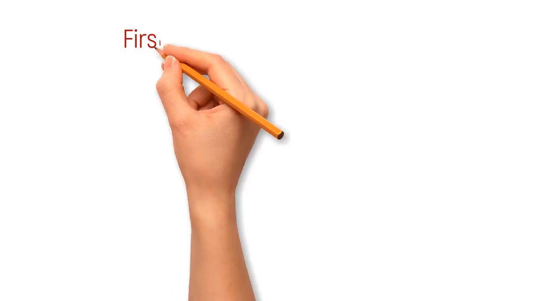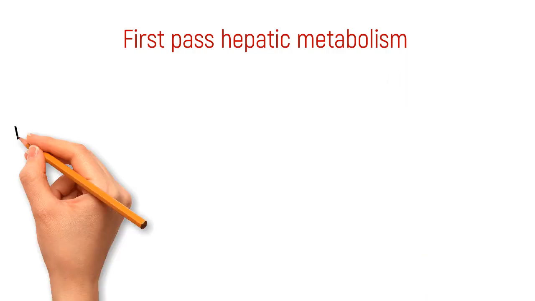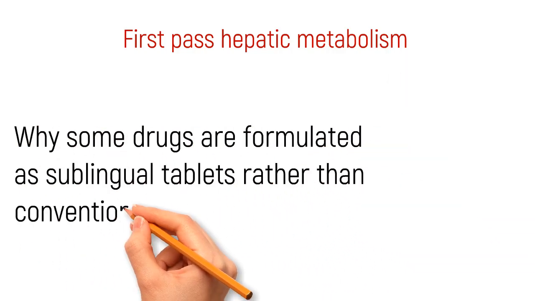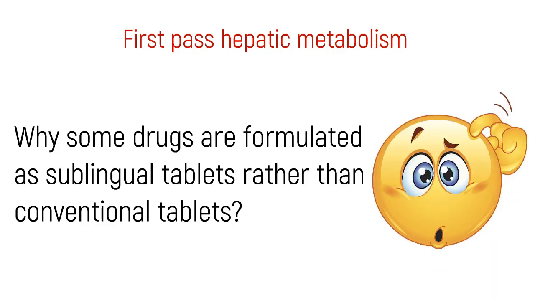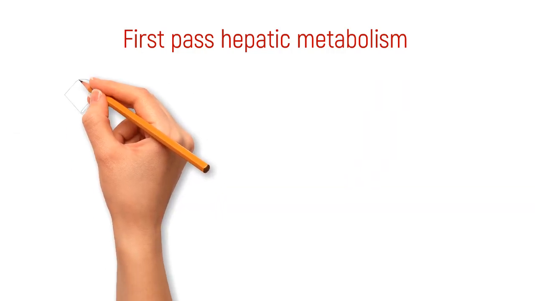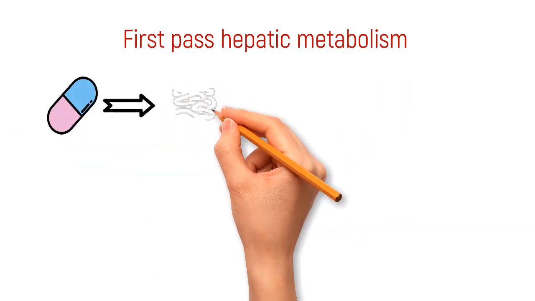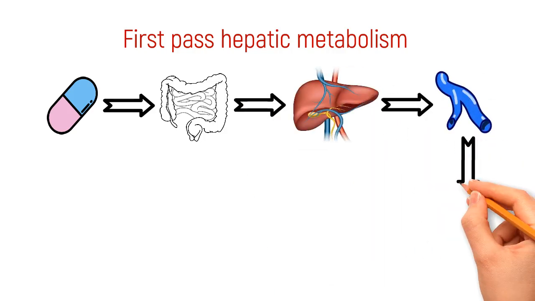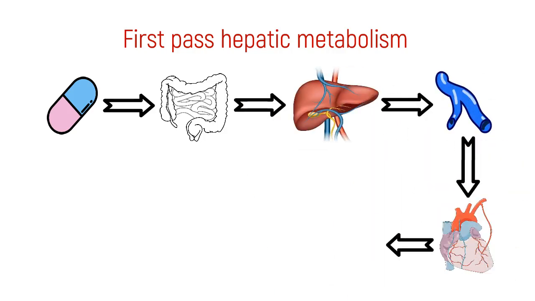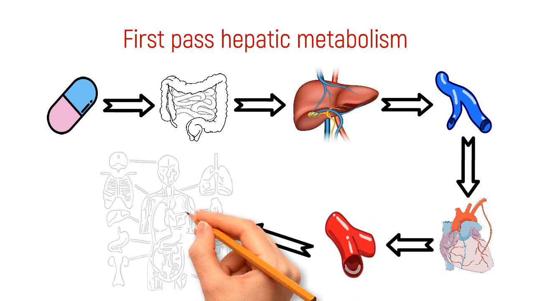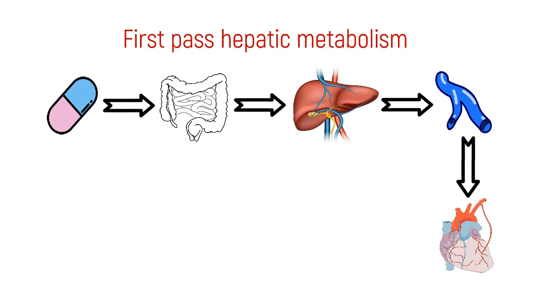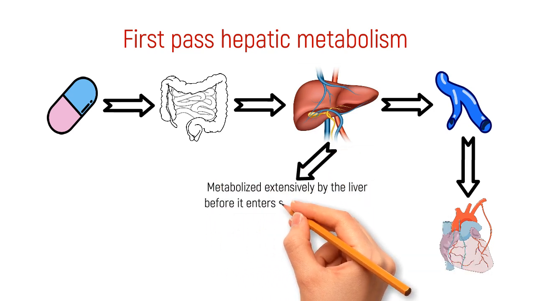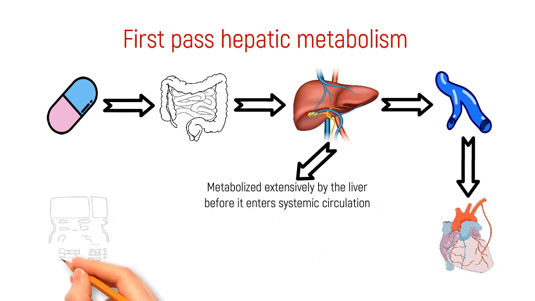Another topic related to metabolism is first-pass hepatic metabolism. This is why some drugs are formulated as sublingual tablets rather than conventional tablets. Why is this the case? Generally, after absorption from the gastrointestinal tract, drugs enter the liver via the hepatic portal vein. From there, they move into the bloodstream, passing through the veins to the heart, then to the arteries, and finally distributing throughout the body. First-pass hepatic metabolism occurs when a drug is absorbed from the gastrointestinal tract and then metabolized extensively by the liver before it enters systemic circulation, such as nitroglycerin.